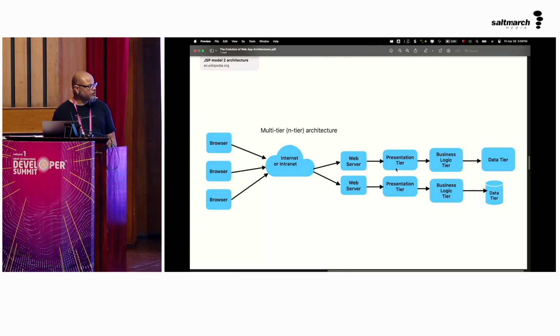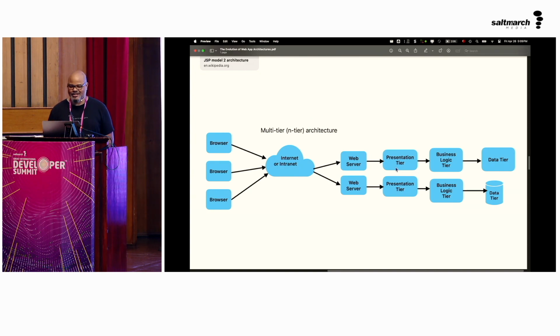So you could have your web server, and then you might have your presentation tier, which is some sort of server-side web framework like Struts. That can talk to some other tier, which is running EJB or something else, okay? And then that could talk to your data, okay? And you would say, hey, I'm doing an N-tier architecture, right?